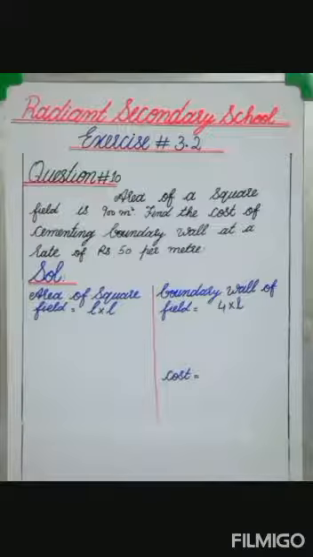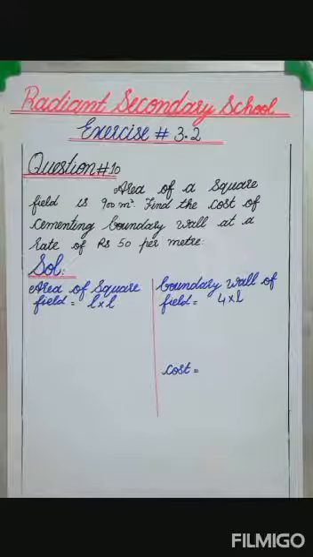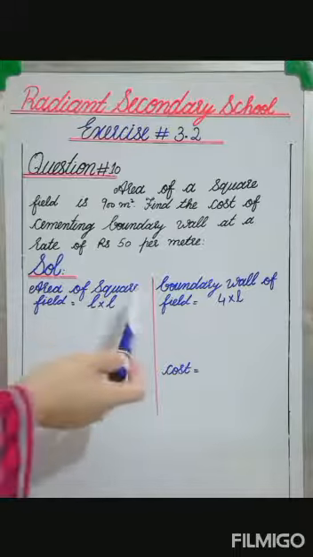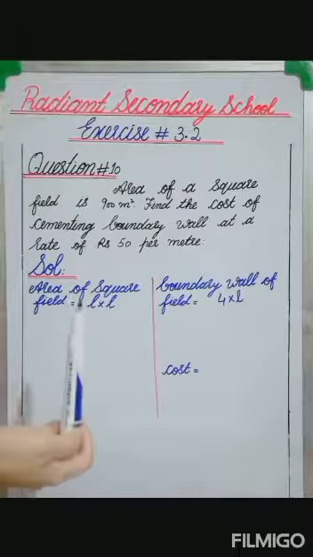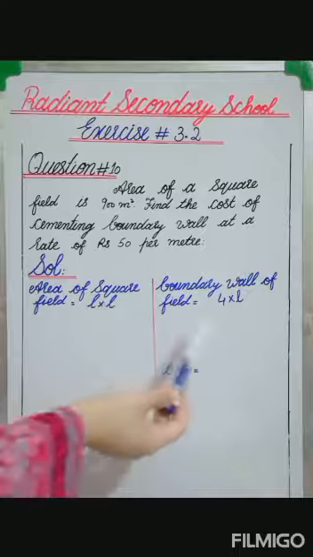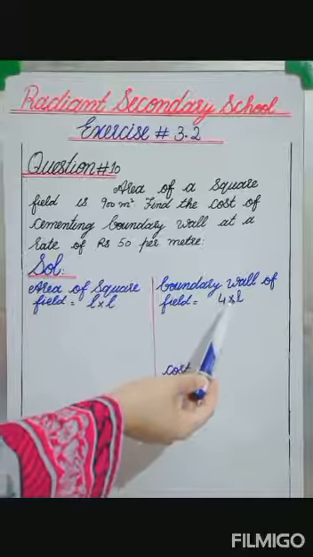Next, question number 10: the area of a square field is 900 meters square. Find the cost of cementing the boundary wall at a rate of 50 per meter. In this question we have to find the cost of cementing the boundary wall. But before finding the cost, firstly we will find the boundary of the field. Students, you know very well boundary means perimeter. So I will put the formula, perimeter of square is 4 into length.